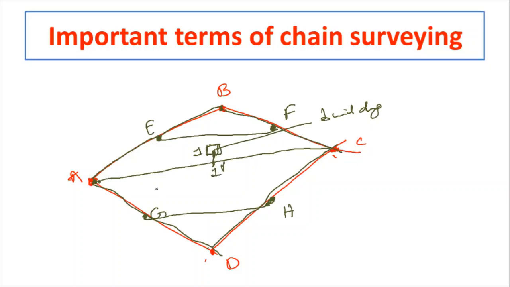Suppose another tree is there here. Then to the tree, if you draw a perpendicular line like this, suppose this is 2 dash. So now this line will also become an offset.